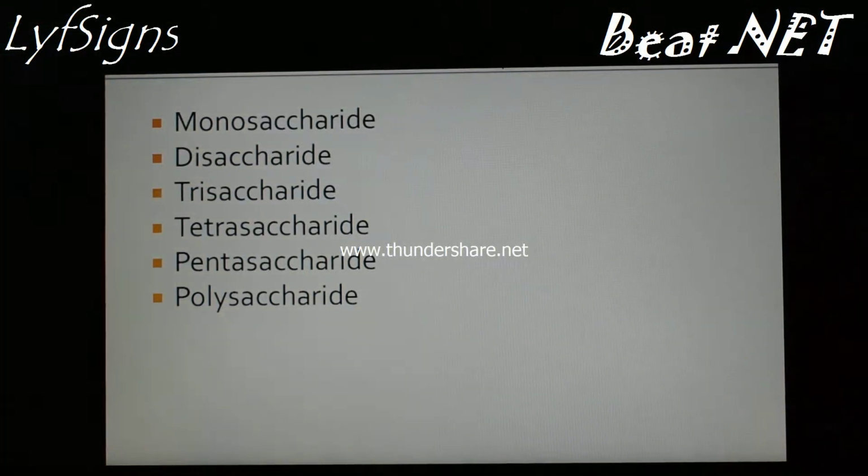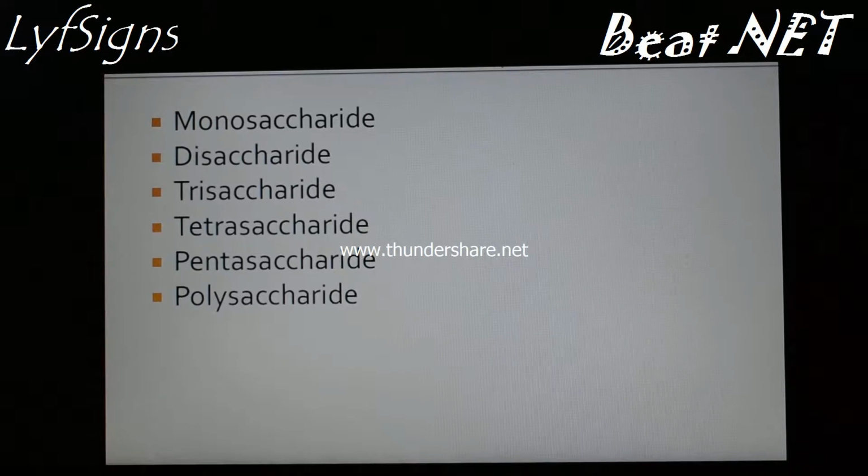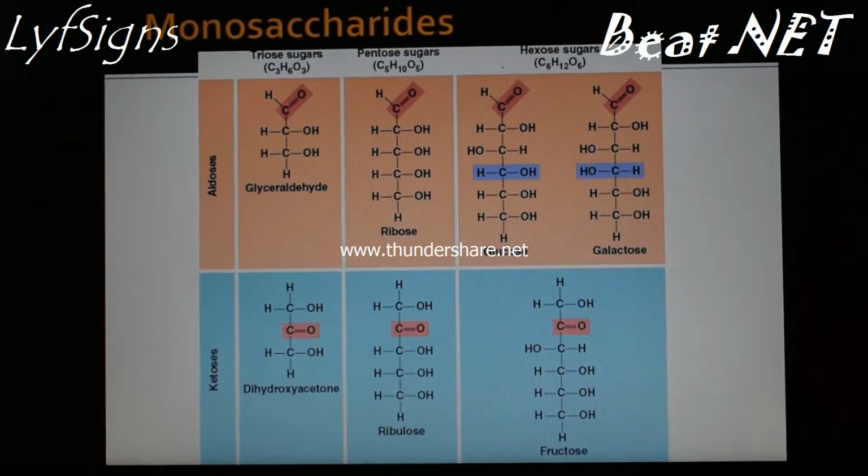Carbohydrates, as all of you might have already studied, are of different types such as monosaccharides, disaccharides, tetrasaccharides, pentasaccharides, and polysaccharides, based on the number of basic units. So first we will go to monosaccharides.